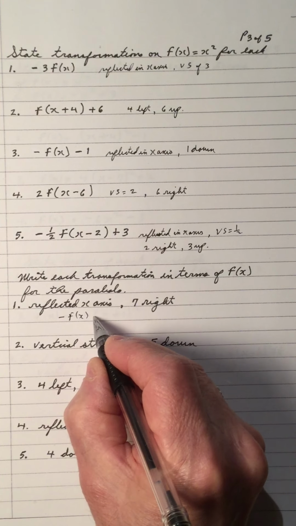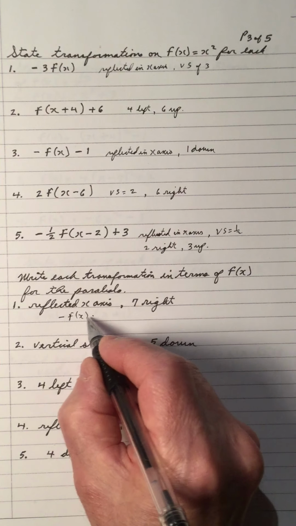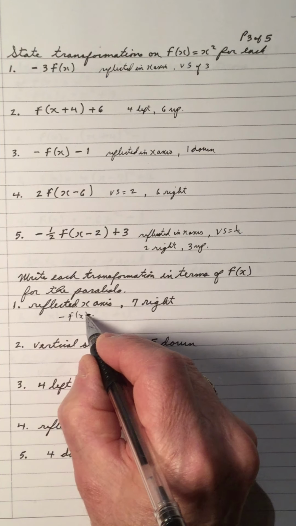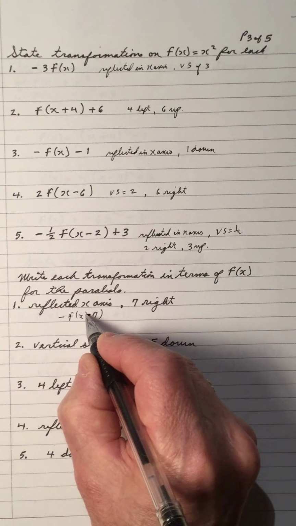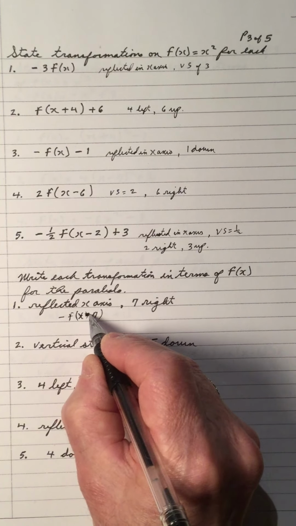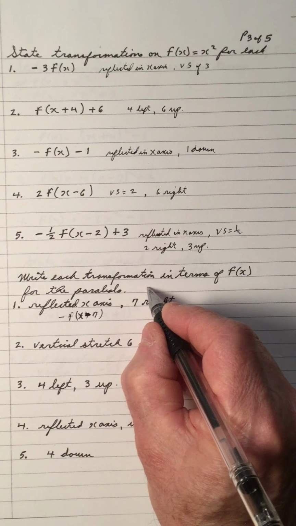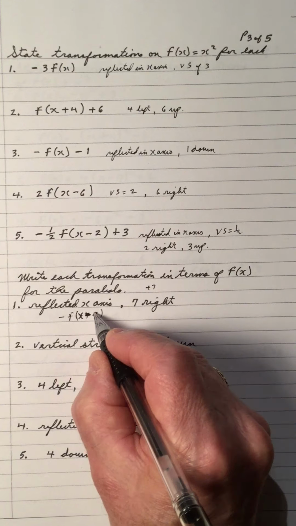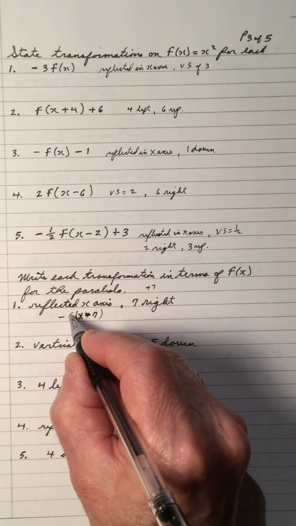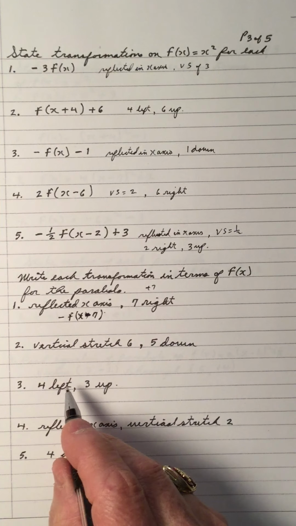And right, because it goes right, that means it's affecting the x, so it's the opposite. Right and left is dealing with the x, so the opposite of to go right is +7, so the equation gets a -7, so it's the negative of f of bracket x minus 7.